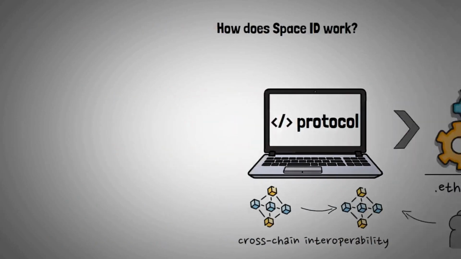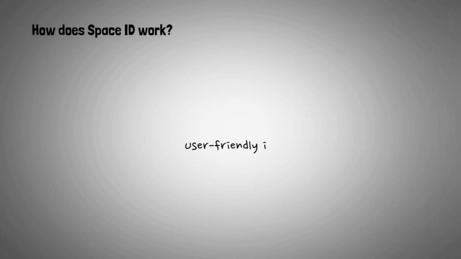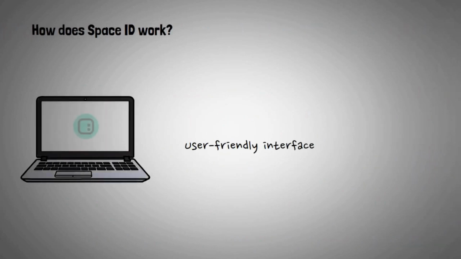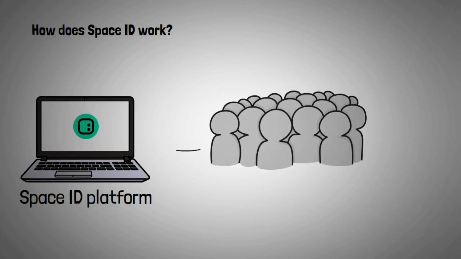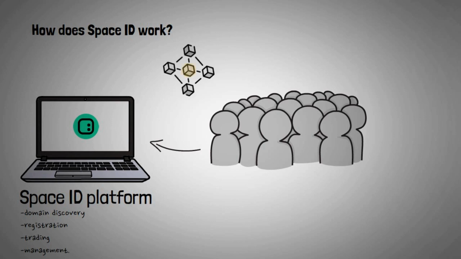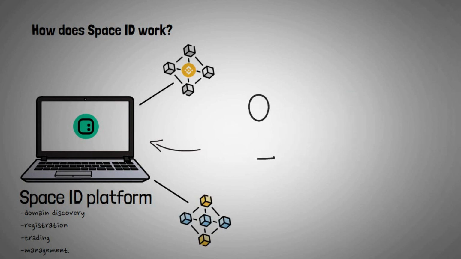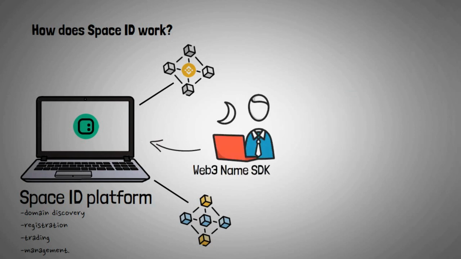And because it's designed for cross-chain interoperability, users can link their Web3 domains to any blockchain address or resource. But what good is a powerful engine if you don't have a sleek and user-friendly interface to go with it? That's where the SpaceID platform comes in. This is the part of the system that users interact with directly, offering a seamless and intuitive experience for domain discovery, registration, trading, and management. The platform also integrates with major dApps and wallets on BNB Chain and other blockchains, making it easy to use Web3 domains in your everyday life. And if you're a developer looking to build on top of the SpaceID ecosystem, there's even a Web3 name SDK and API to help you get started.